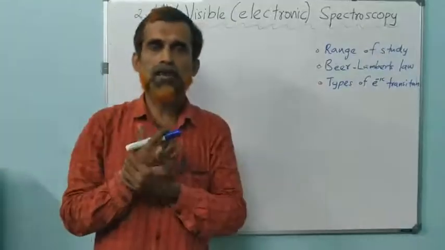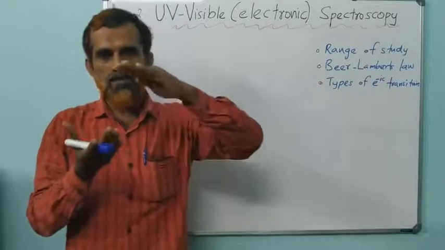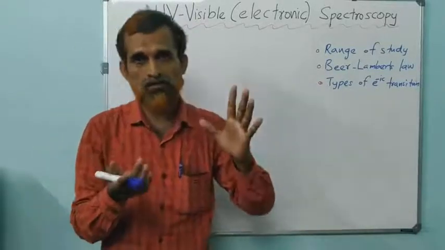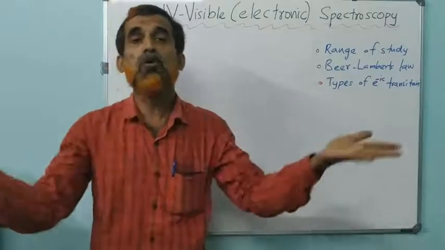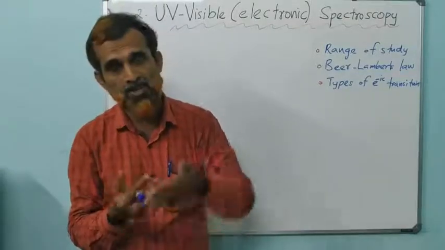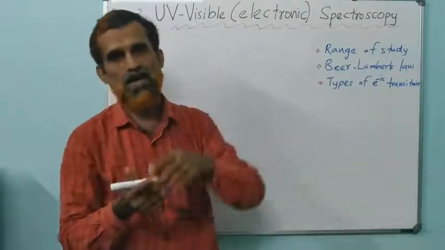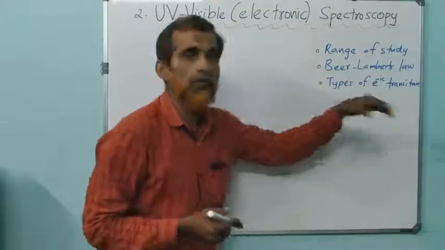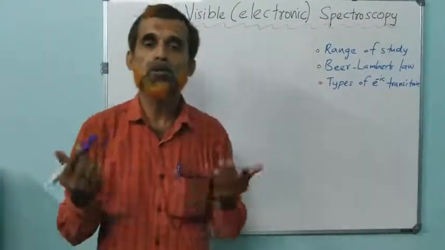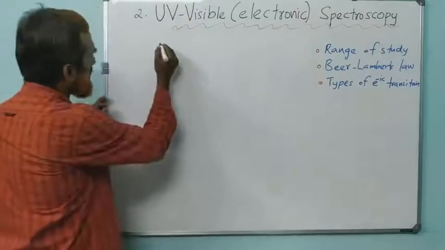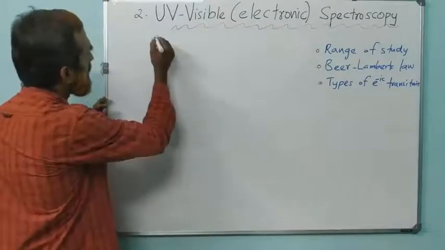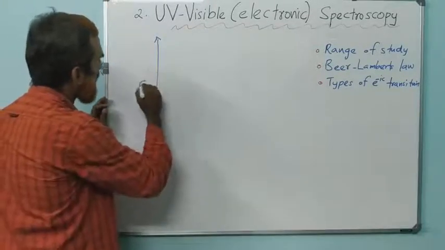In electronic spectroscopy, we know that in molecules, electrons in various molecular orbitals undergo transition from lower level to higher level. What are the different types of electronic transitions possible in a molecule? That can be seen from this diagram. This is the energy diagram.